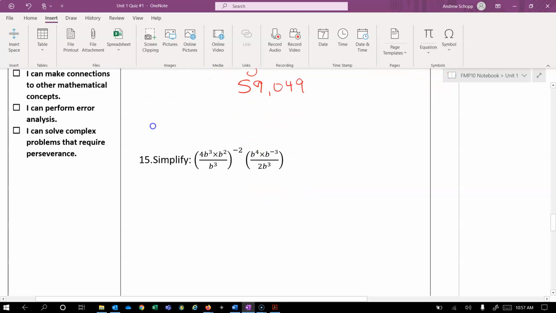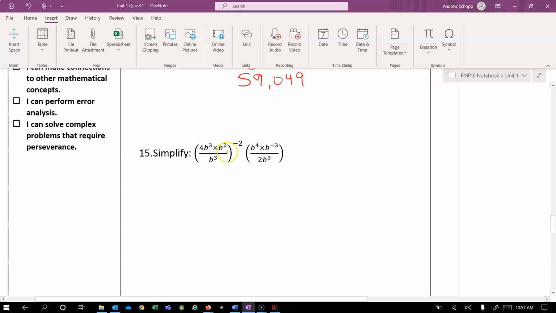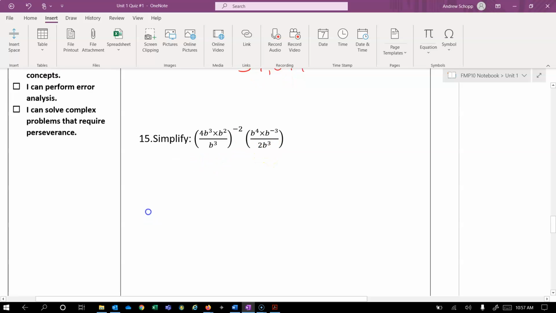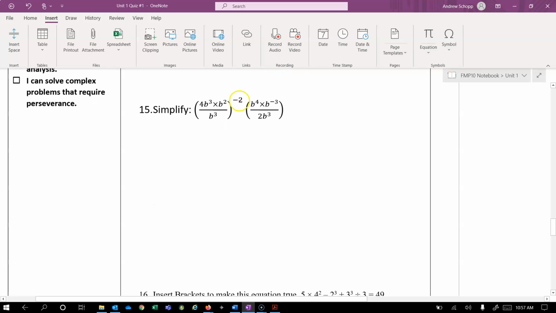On to 15. Simplify. With this one, we have two fractions inside the brackets, and I recommend you start by simplifying inside the brackets before you move the 2 in. So do not do that first. Take some time and simplify inside, because there's a whole bunch of b's in here, and I bet you're going to be able to simplify them down to be less.